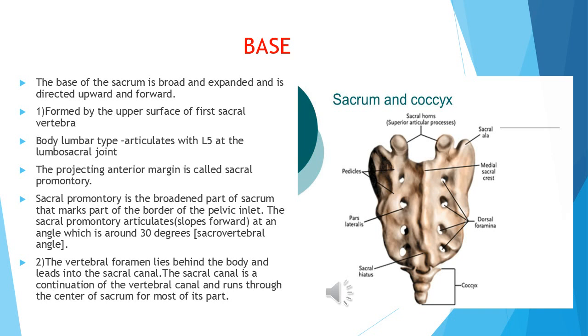And the sacral canal is actually the continuation of the vertebral canal and runs through the center for most of its parts. So like all vertebrae, here also we can see the body, and behind it the vertebral foramen. It is bounded on either side by the pedicle, which is directed backward and laterally. Then the lamina is there, which is oblique. And there will be a spine that forms the first spinous tubercle.